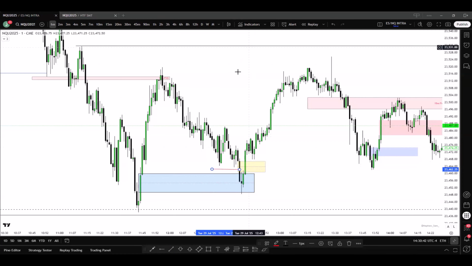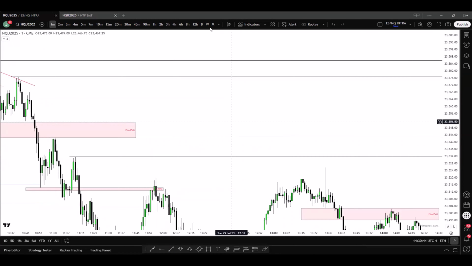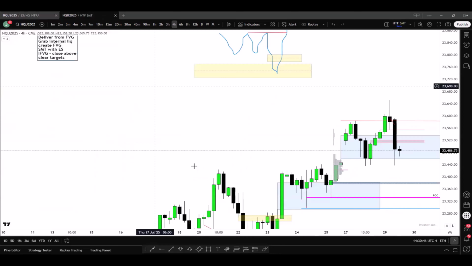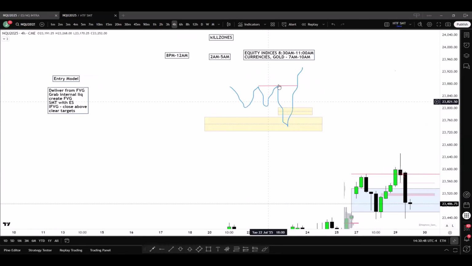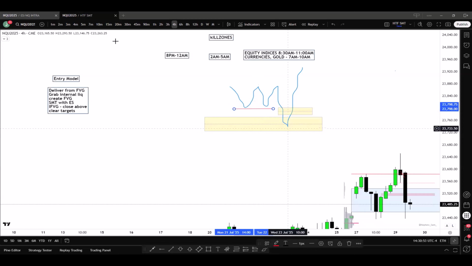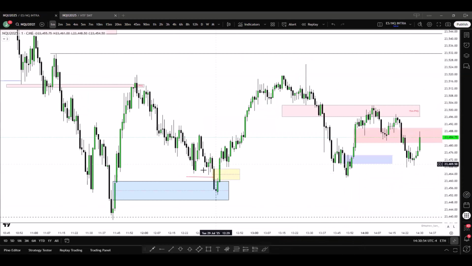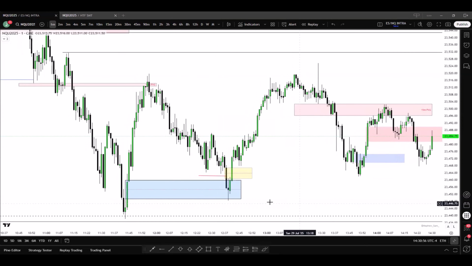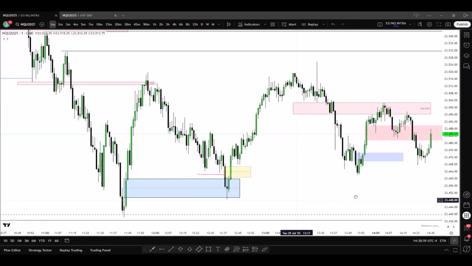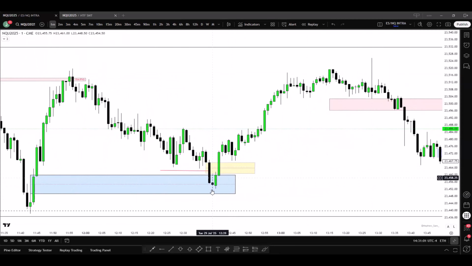Okay, remember, this is what we were looking at. Just keep in mind what we're looking at here. Okay, we have engineered liquidity, we have a fair value gap. We create a fair value gap coming in to the fair value gap that we're delivering from.